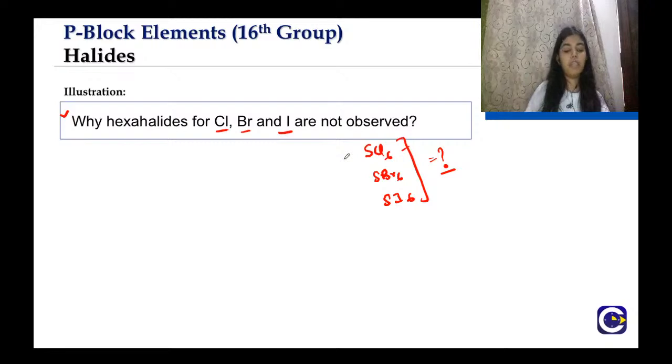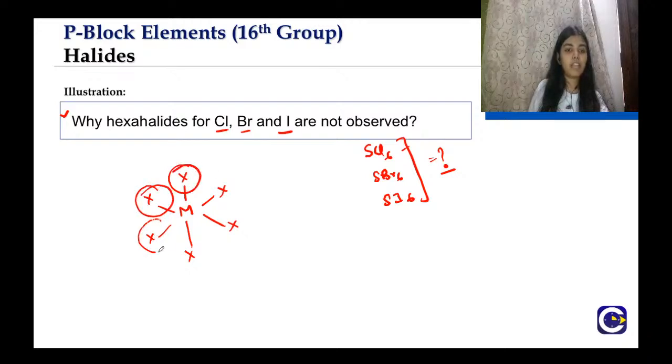So if you see here, what is the structure of MX6? M, octahedral structure, right? And chlorine, bromine, iodine atoms are so big that there occurs overcrowding. Fluorine atoms are small in size, so they can have an octahedral geometry, but chlorine, bromine and iodine result in overcrowding, and therefore the hexahalides for chlorine, bromine and iodine are not observed. Okay.